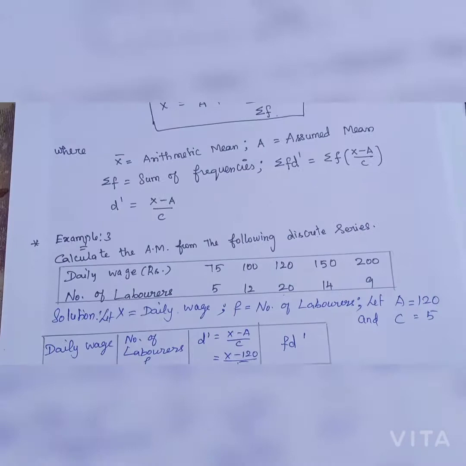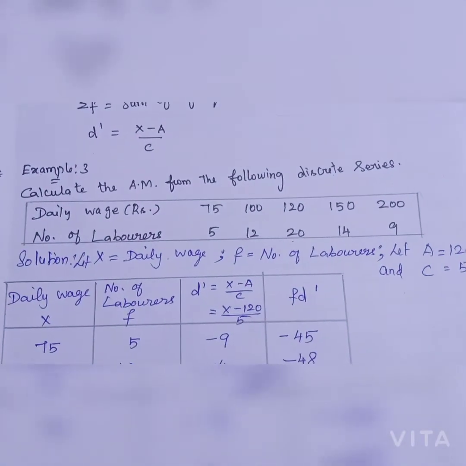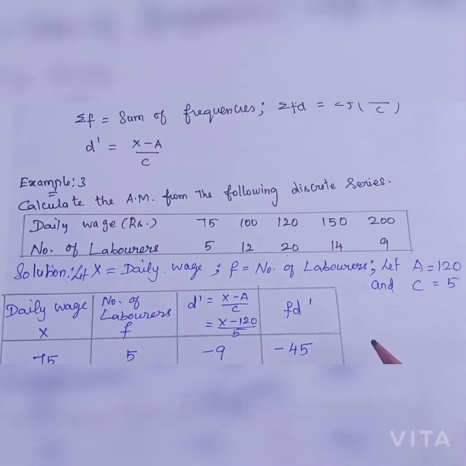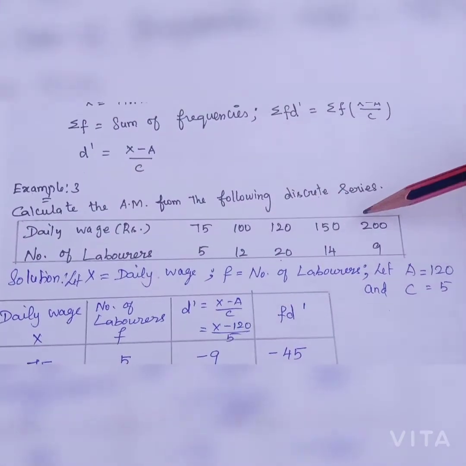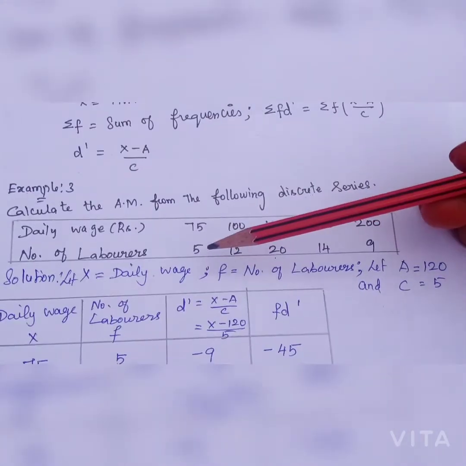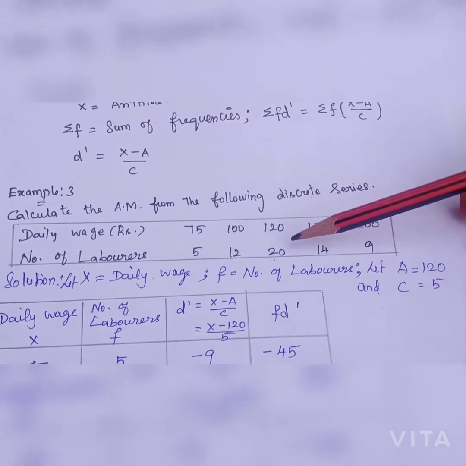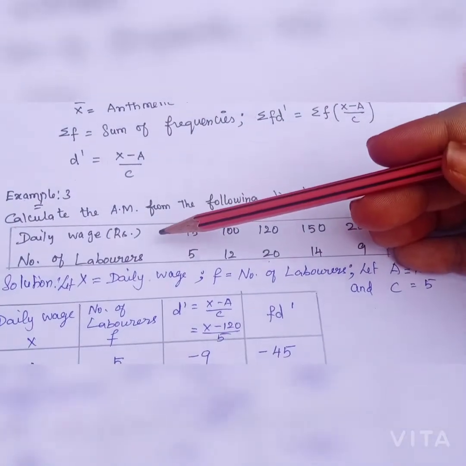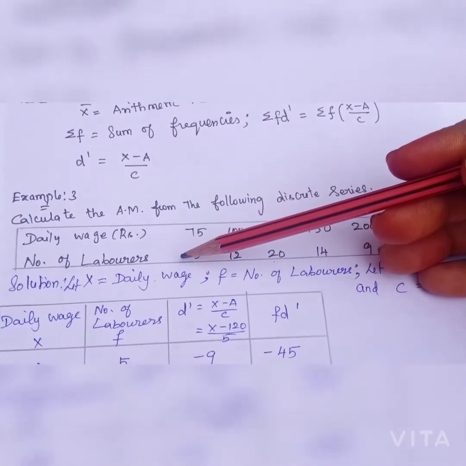Example: calculate the arithmetic mean from the following discrete series. Daily wages 75, 100, 120, 150, 200 and number of labor 5, 12, 20, 14 and 9. Here let us consider daily wages as x and the number of labor as frequency.